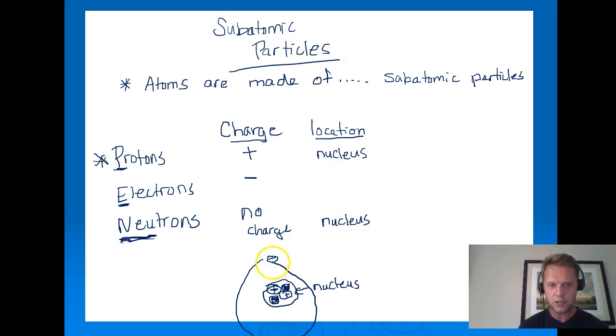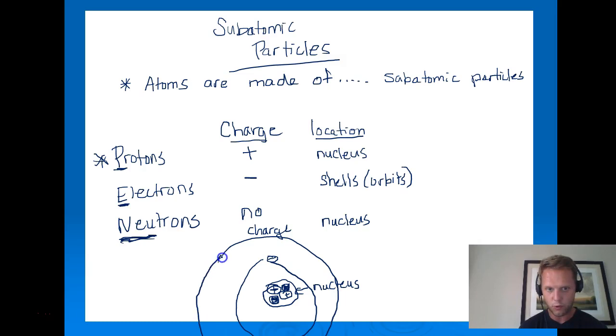So where are the electrons located? The electrons are located in something called shells or orbits. That means they are just flying around on the outside, and they have different orbits. There can be a whole bunch of different orbits that an electron can have, depending on the atom. And each orbit, we're going to learn, holds a different amount of electrons.